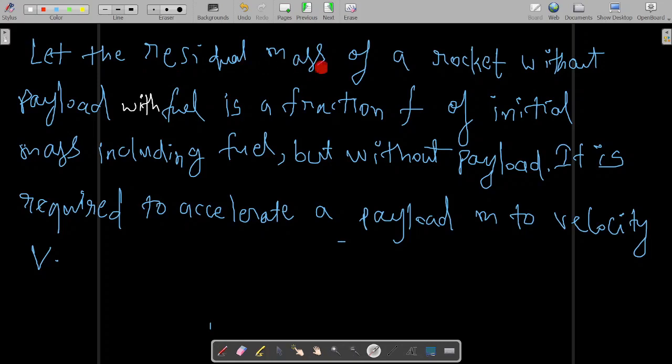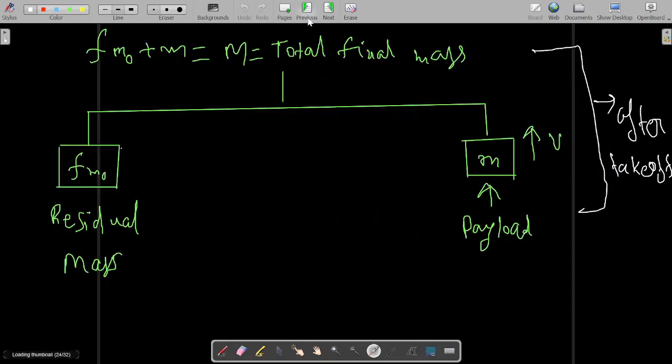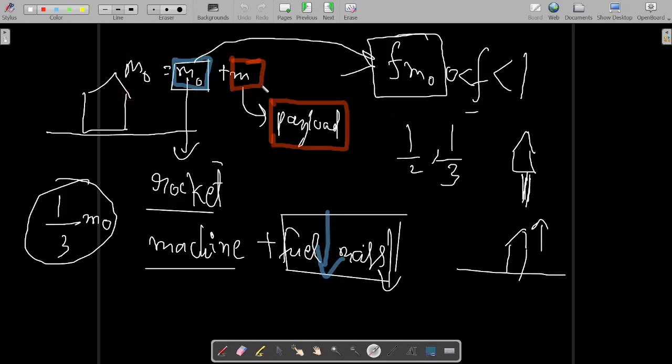Let the residual mass of the rocket without payload, with fuel, be a fraction f of the initial mass including fuel, but without payload. This rocket is required to accelerate a payload m. This payload m may be the mass of the members of the crew sitting inside the rocket.